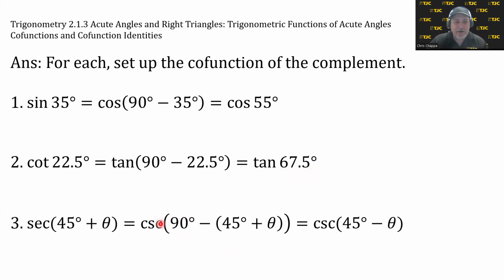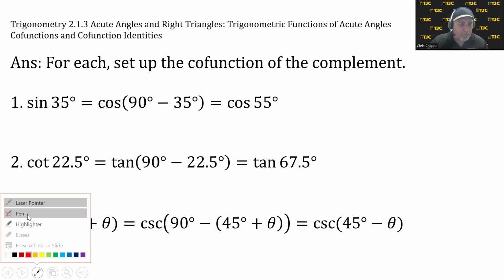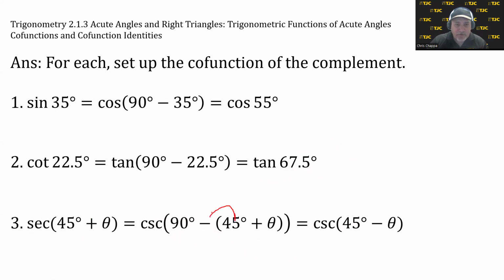And when we simplify this one down here, we are distributing the negative. So we have 90 minus 45 is 45, and then the theta becomes a negative. And that's pretty much all you have to do.